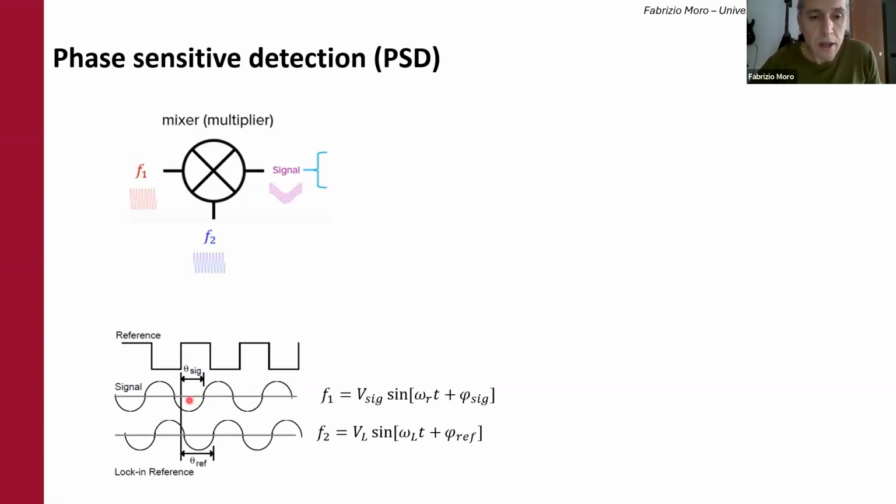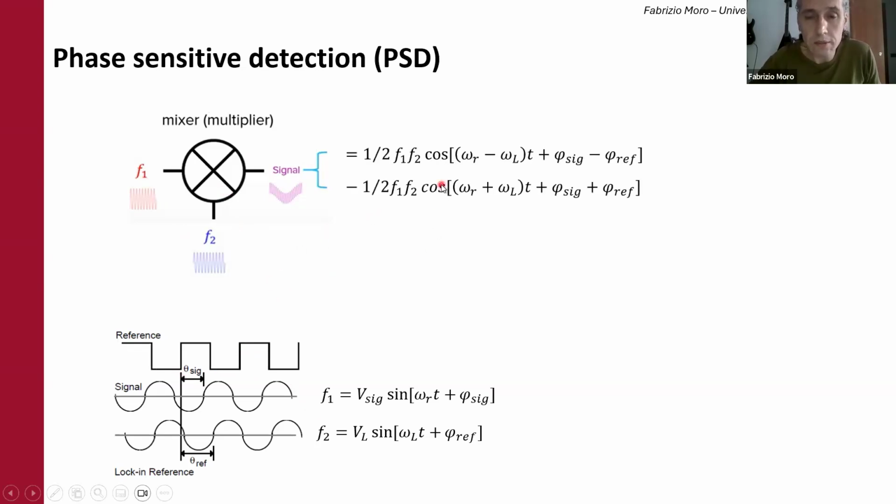And these two signals are phase-locked with respect to an internal reference signal of the lock-in amplifier. Now, the core of the lock-in amplifier is the mixer, which multiplies the two signals, F1 and F2, giving a signal which is composed of two terms. One is given by the difference between the frequencies and the phases, and one is given by the sum of the frequencies and the phases.